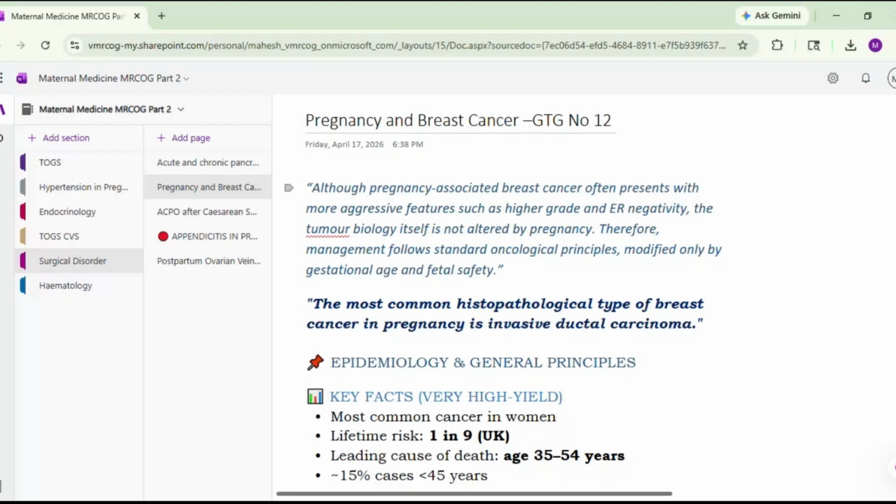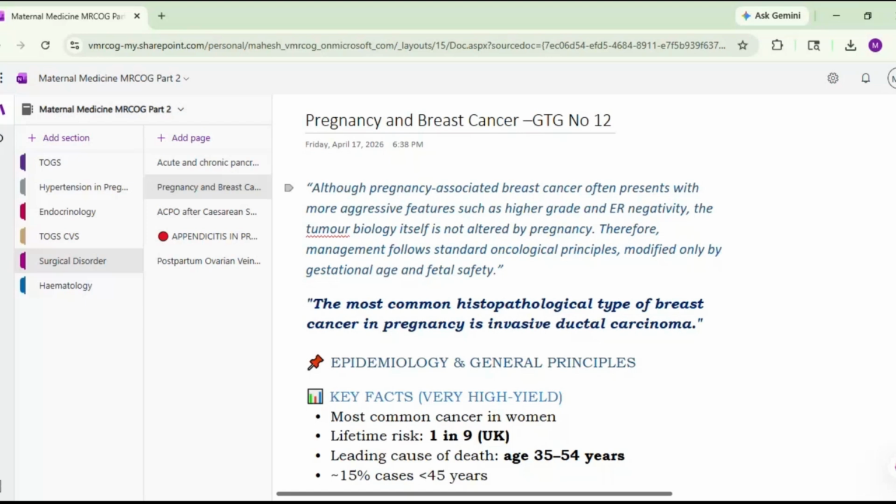Say for example, it is IDC, infiltrating duct carcinoma, which is commonest in the non-pregnant state. The same tumor biology, infiltrating ductal carcinoma, will be there even in the pregnant state. But because of the estrogen receptor negativity and the high grade of the tumor in young patients, it appears that the prognosis is worsened. However, the tumor biology is not altered.